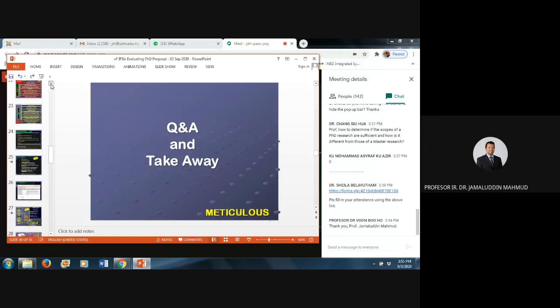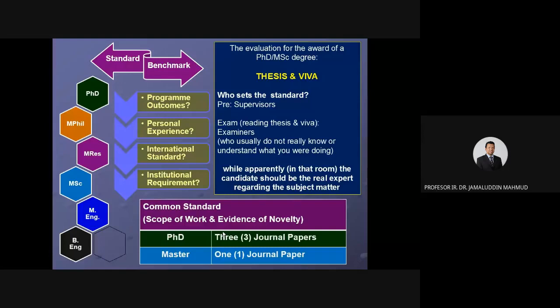So my reference would be on this slide, the bottom one. As I mentioned earlier, the common standard we discuss in the UK, in my research group in the UK, is that the work is equivalent to three journal papers. It means at least three journal papers can be published from the thesis. But at UiTM, the requirement is at least two. And for master's, at least one Scopus Index publication. So that is the standard.